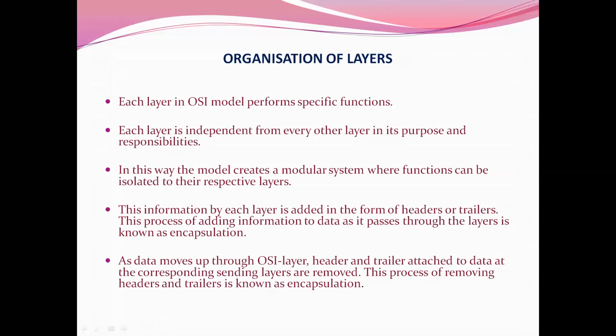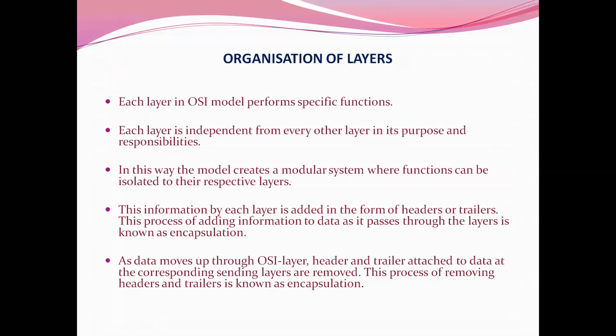First, each layer in the OSI model performs specific functions. There are 7 layers: one is the physical layer, another is data link, another is network. These 7 layers perform 7 unique and specific functions. The function performed by one layer is not performed by another layer. They perform their unique functions.